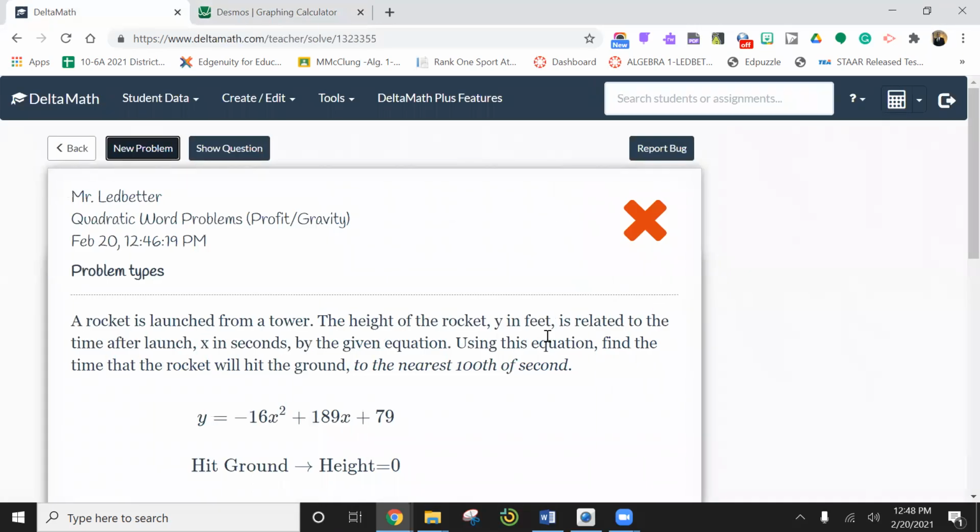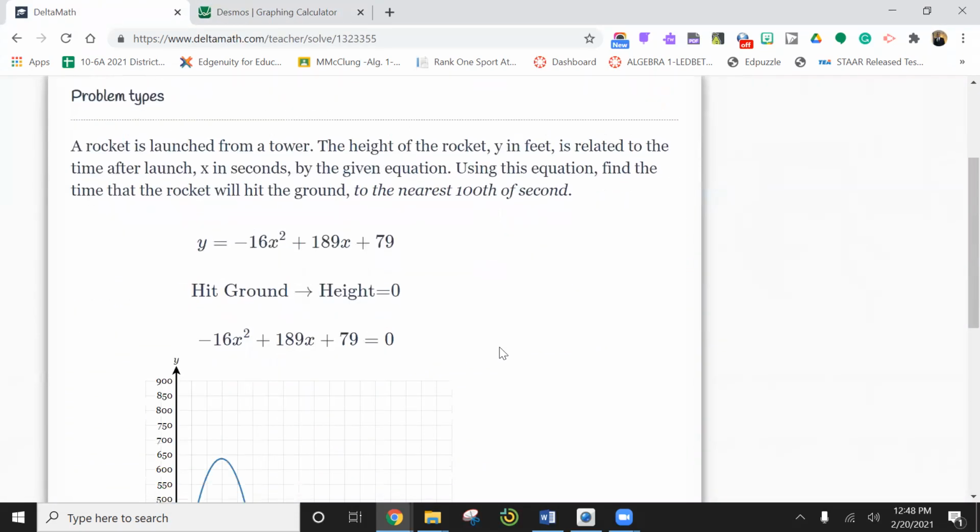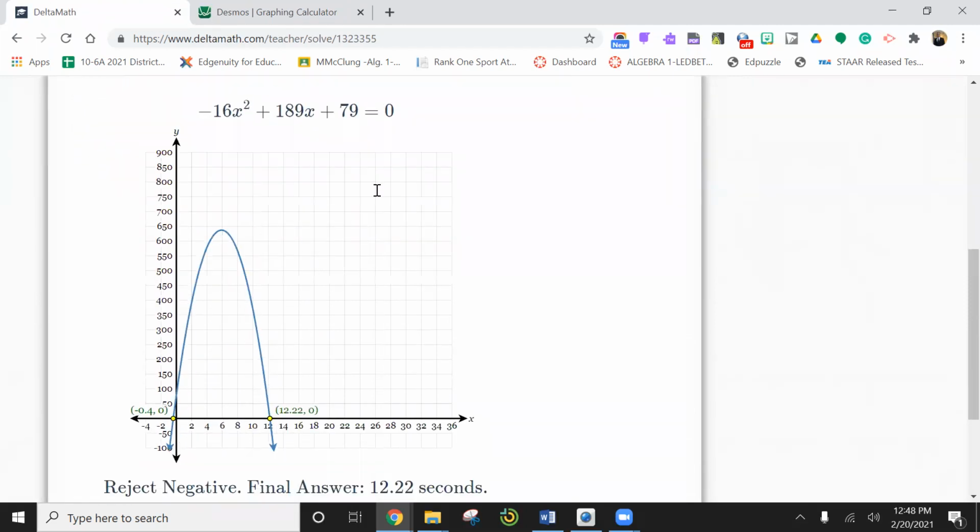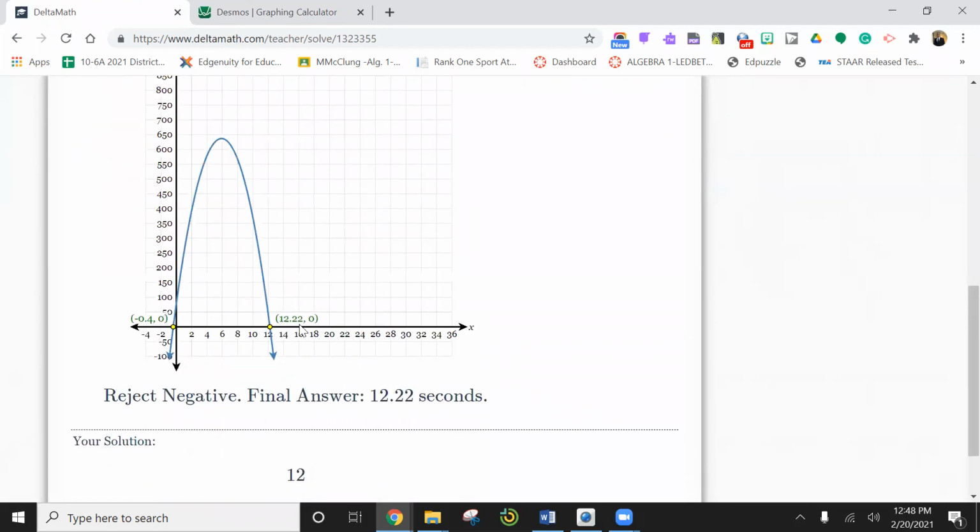Oh, I missed it. What's it saying? Did I read it wrong? Use the equation, find the time that the rocket will hit the ground to the nearest 100th of a second. Oh, they wanted the decimal point too, 100th. I didn't see the 100th part, so that's my fault. We did have 12. We just didn't have the 0.22 in there.